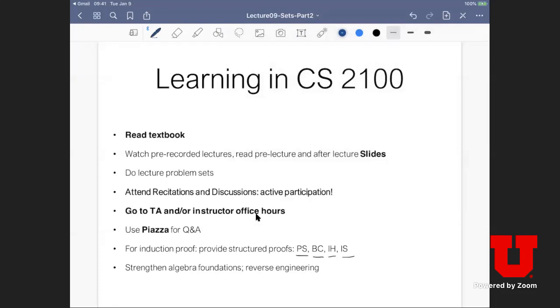Finally, in order to prepare for quiz number 2, and of course later for quiz number 3, we're going to see a lot of proofs. Please try to review some of those algebra foundations. And some of the problems indeed require a bit of reverse engineering in the proofs.